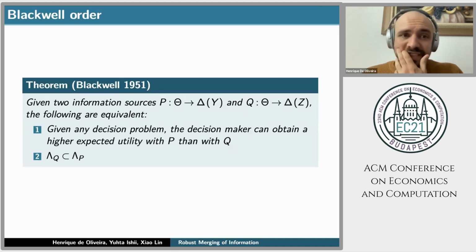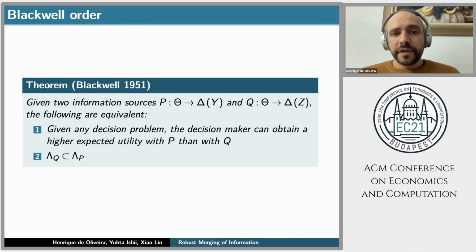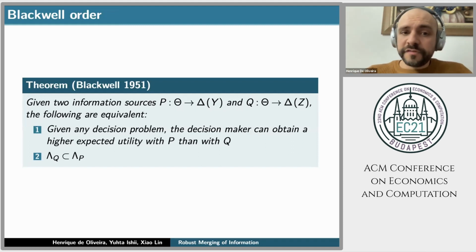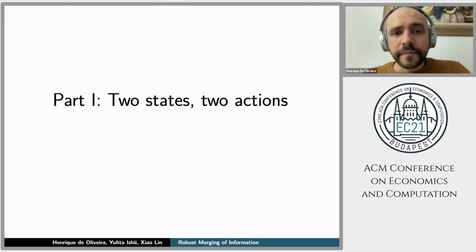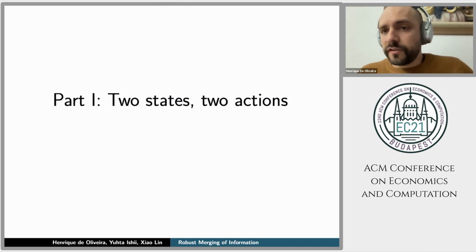Blackwell's theorem, one part of it, says that given two information sources, the information source that has the larger set of feasible actions is the more informative one. And it's more informative in the following sense: given any decision problem, the decision maker can obtain a higher expected utility with the more informative information source, in this case P, than with Q. Okay, so this is Blackwell's theorem. Now, if that's clear, I can go over the proof of the result with two states and two actions.